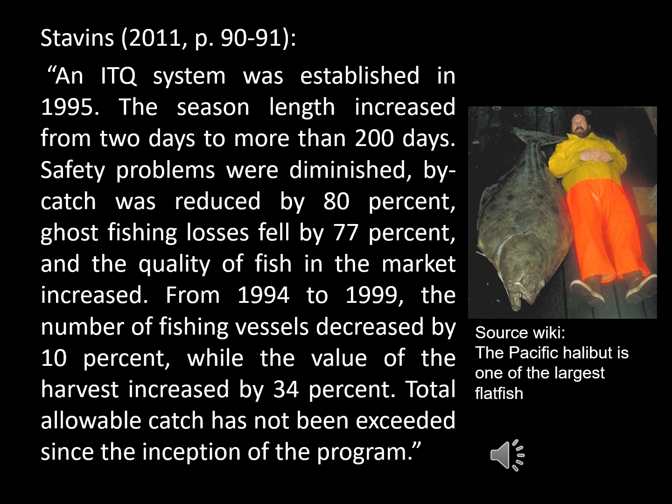The season length increased from 2 days to more than 200 days. Safety problems were diminished, bycatch was reduced by 80%, ghost fishing losses fell by 77%, and the quality of fish in the market increased. From 1994 to 1999, the number of fishing vessels decreased by 10%, while the value of harvest increased by 34%. Total allowable catch has not been exceeded since the inception of the program."